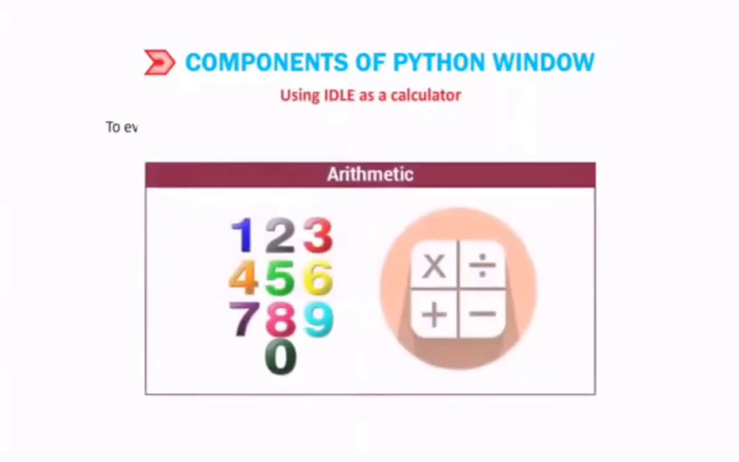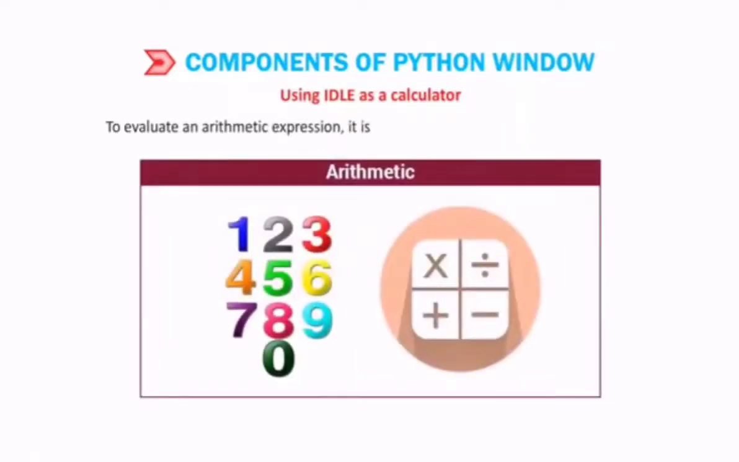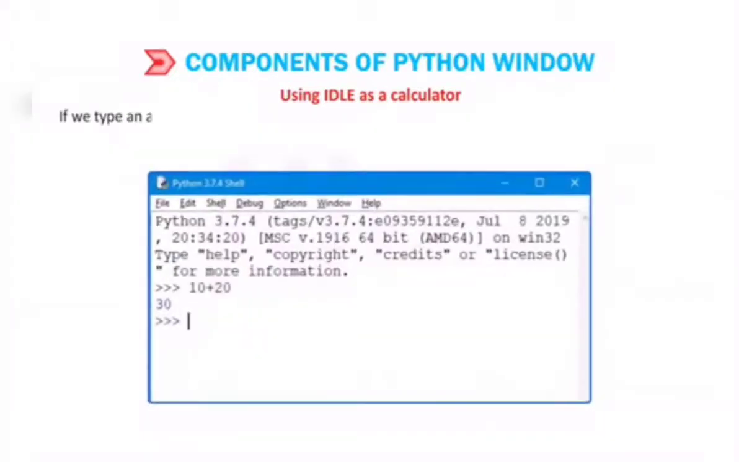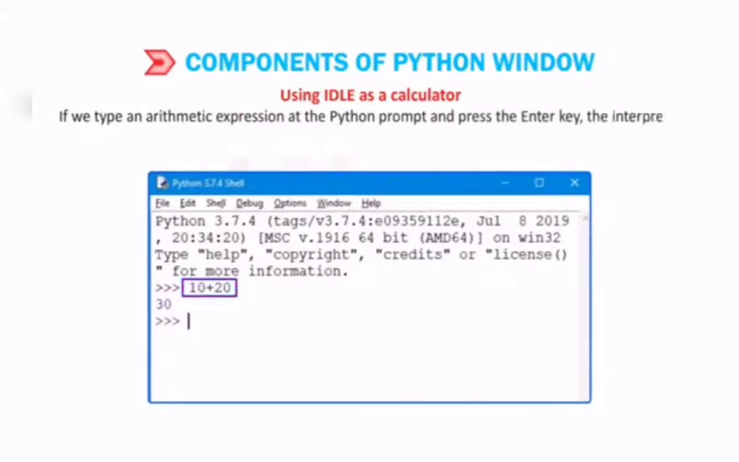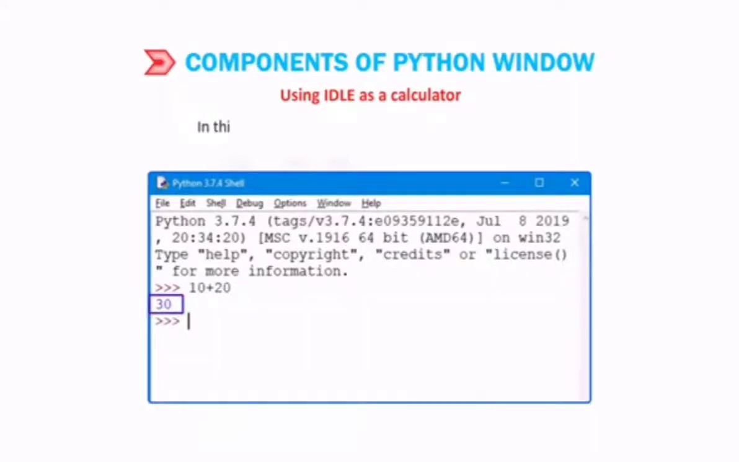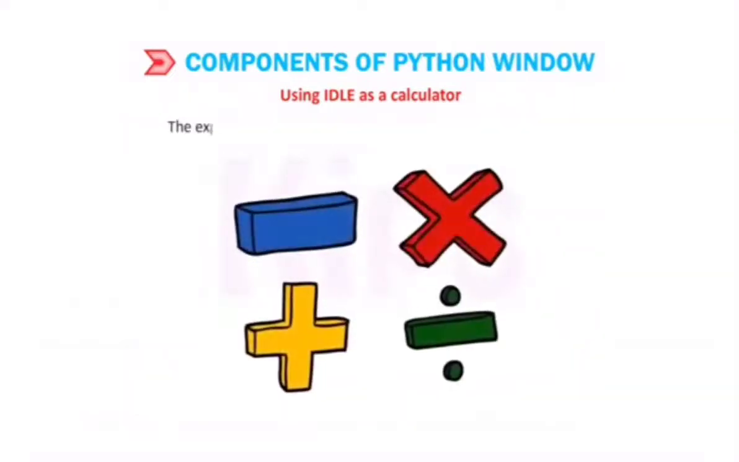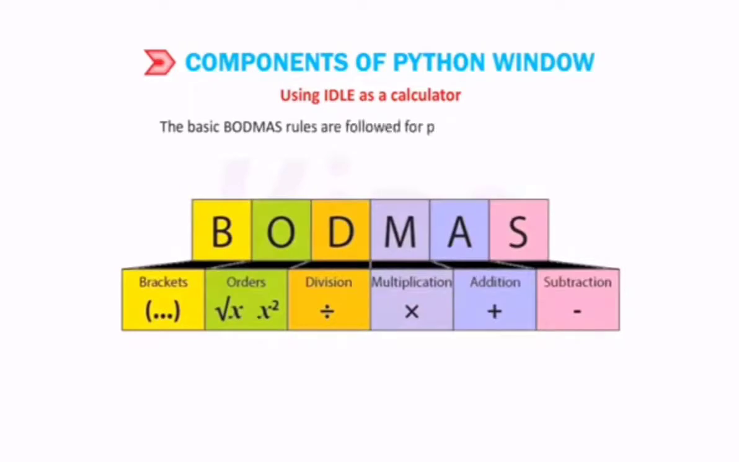Using IDLE as calculator, please see page 103. To evaluate an arithmetic expression, it is not necessary to use the print function, right? If you type an arithmetic expression at the Python prompt and press the enter key, the interpreter automatically evaluates it and shows the result. In this case, the interpreter acts as a simple calculator. The expressions are evaluated using operators like plus, minus, multiply, divide, etc. The basic BODMAS rules are followed for performing calculations.